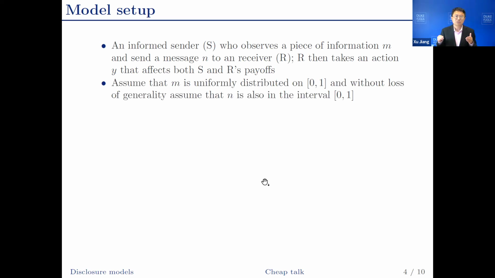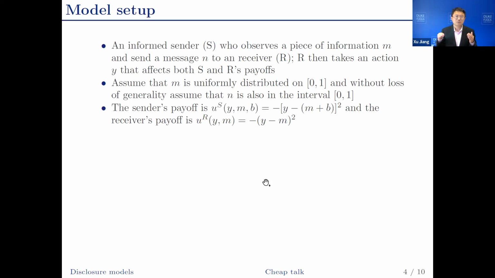Assume that M is uniformly distributed on 0 and 1. Without loss of generality, we also assume that the message is in the same interval, 0 and 1. The sender's payoff is a quadratic loss function, with loss minimized at M plus B. And the receiver's payoff is also a quadratic loss function, with loss minimized at M. B represents the conflict of interest between the sender and the receiver. The larger B is, the larger the conflict of interest between the sender and the receiver.